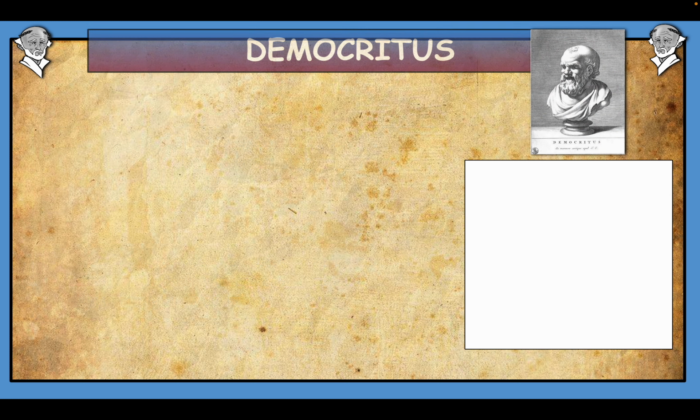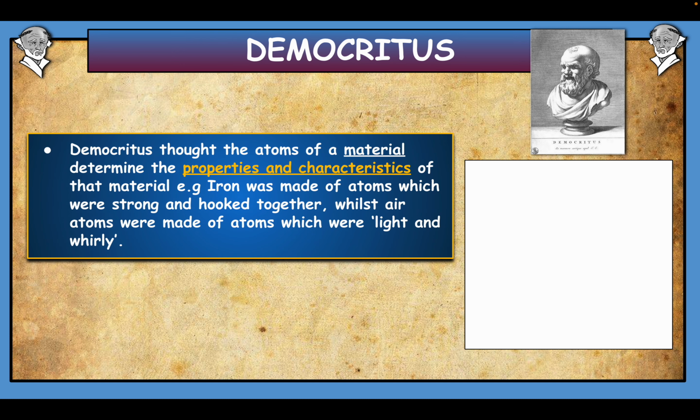So Democritus just kind of thought that the atoms of a material, like a tree or a lemon, determine the properties and characteristics of that material. For example, iron was made of atoms that were strong and hooked together, because iron itself is a really, really strong material. He thought that it gets its strength from the shape and the size of the atoms that make it up.